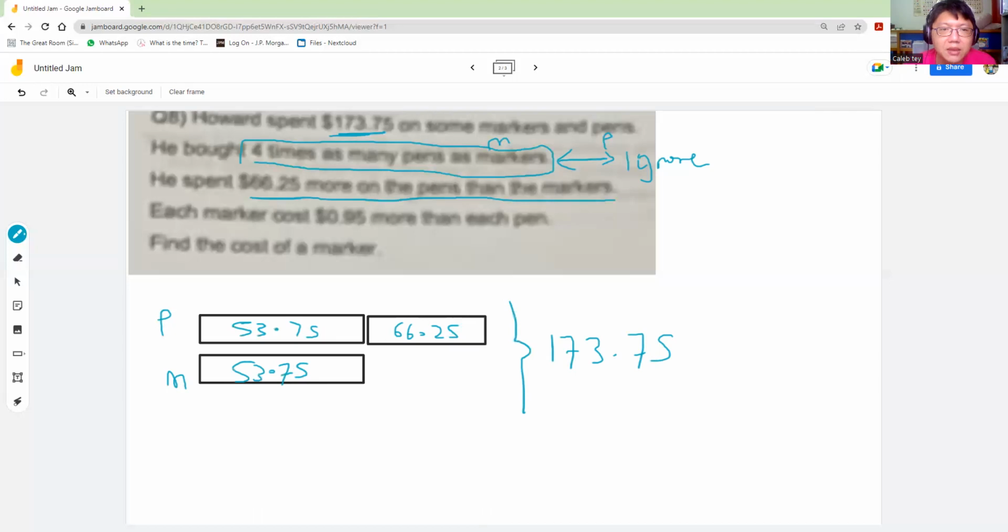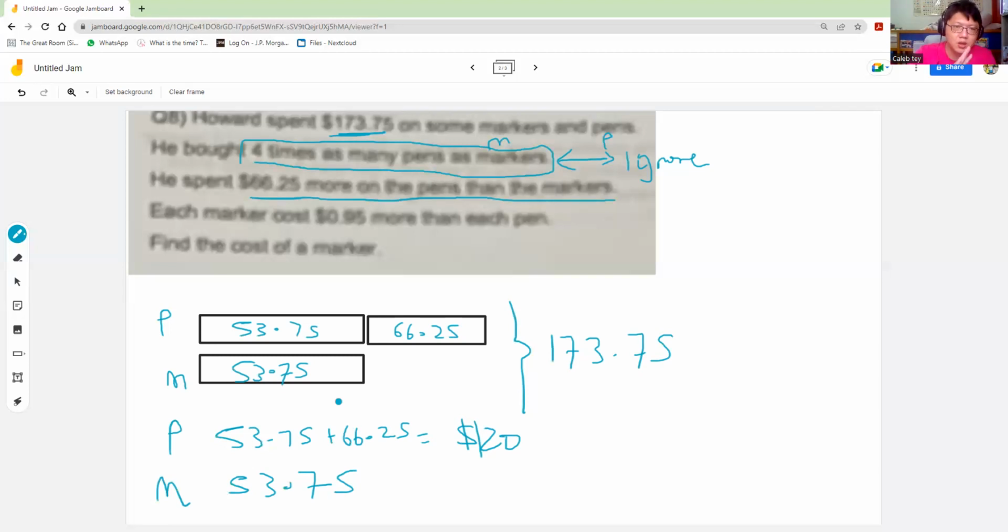You can tell with confidence, right? How much did he spend on pens? It will be 53.75 plus 66.25. So that's 120. And how much did he spend on all the markers? Well, it's 53.75.